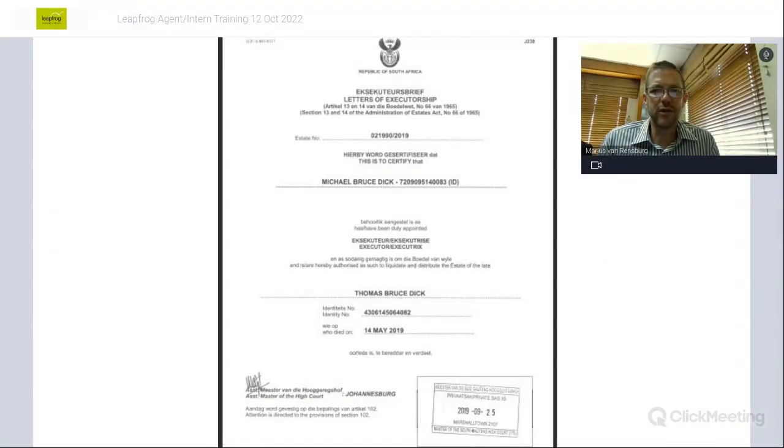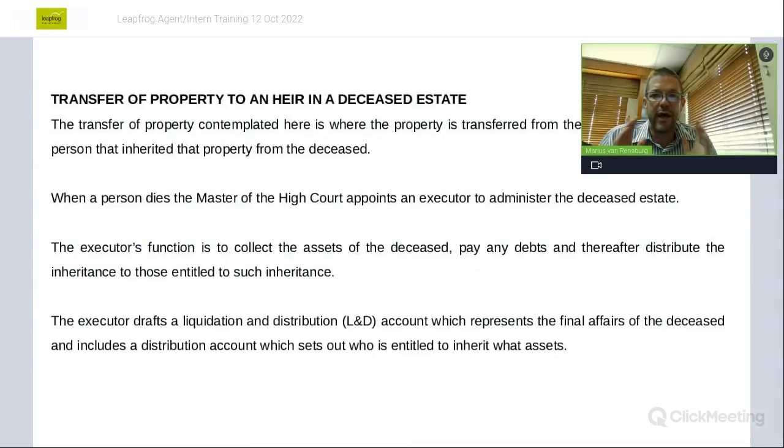So just moving on, I just want to show you guys, this is what the letters of executorship look like, right? So it's in terms of section 13 and 14 of the Administration of Deceased Estates Act. You get an estate number, and it certifies, in this case, Michael Dick is appointed on behalf of his father, Thomas Dick, who died on the 14th of May 2019. It's signed by the master. It's issued in Johannesburg, and there, of course, we have the master stamp, so we can see the date of the stamp. Now, I'll come back to these in a moment, but guys, these are the really, really important documents that you need to understand and know and to get.